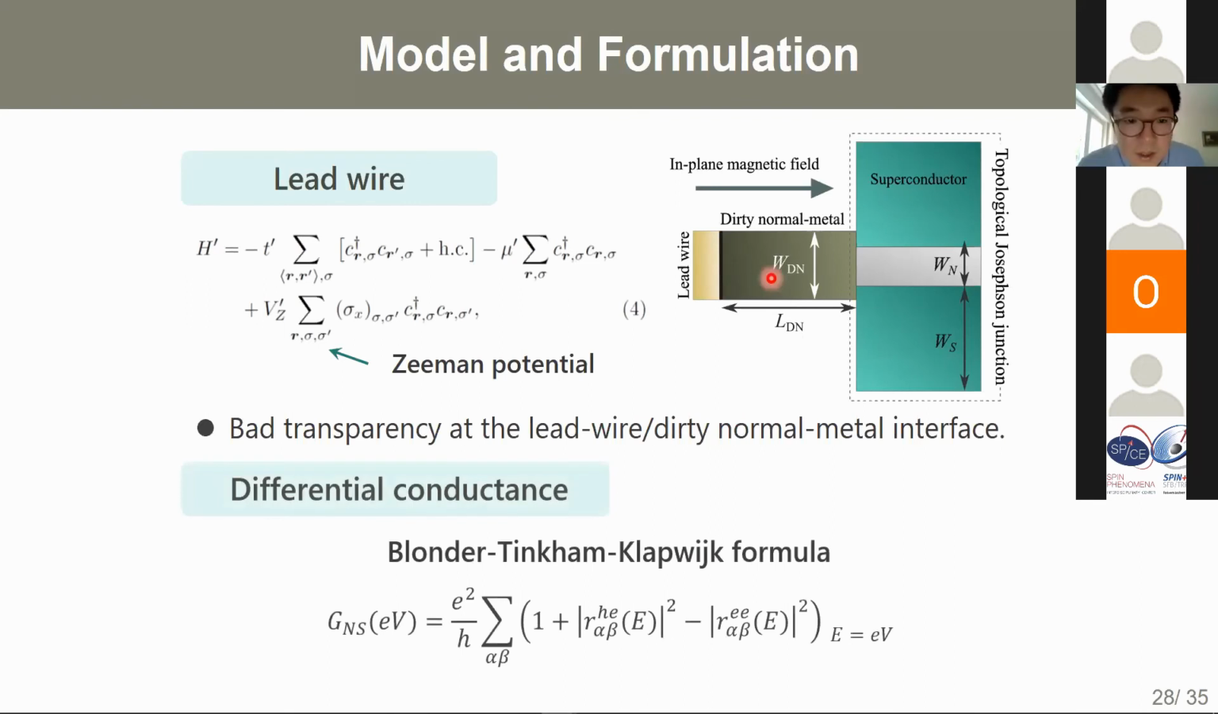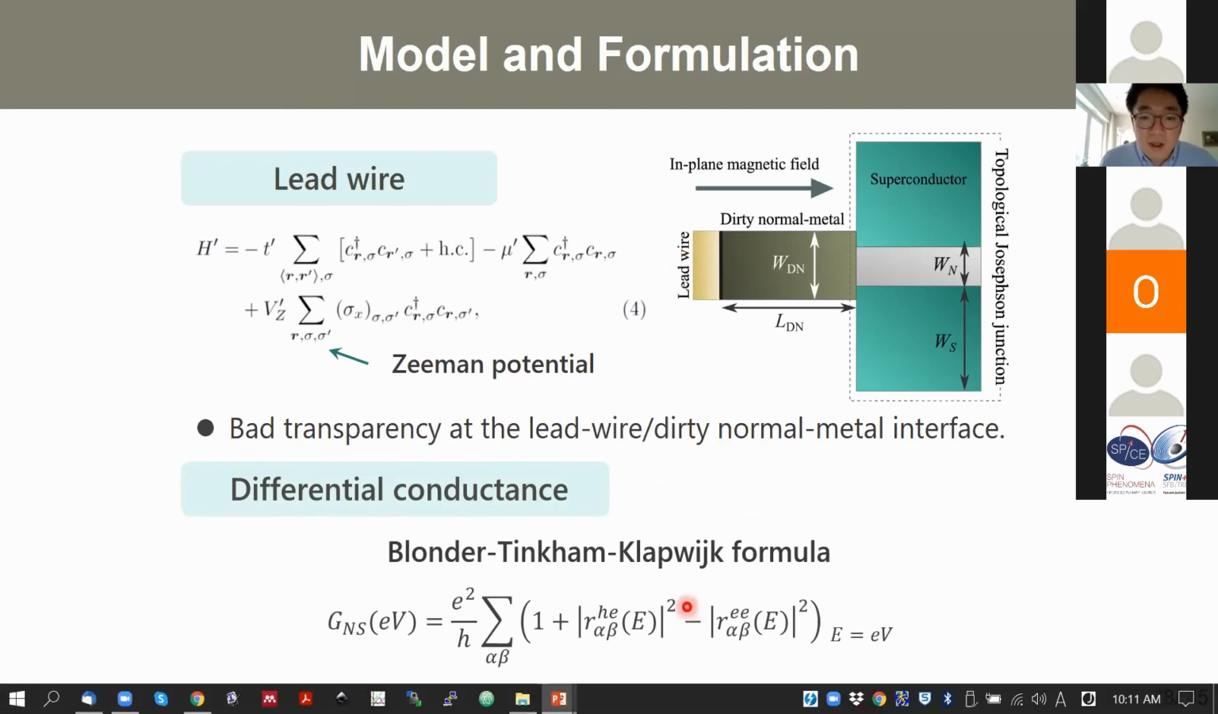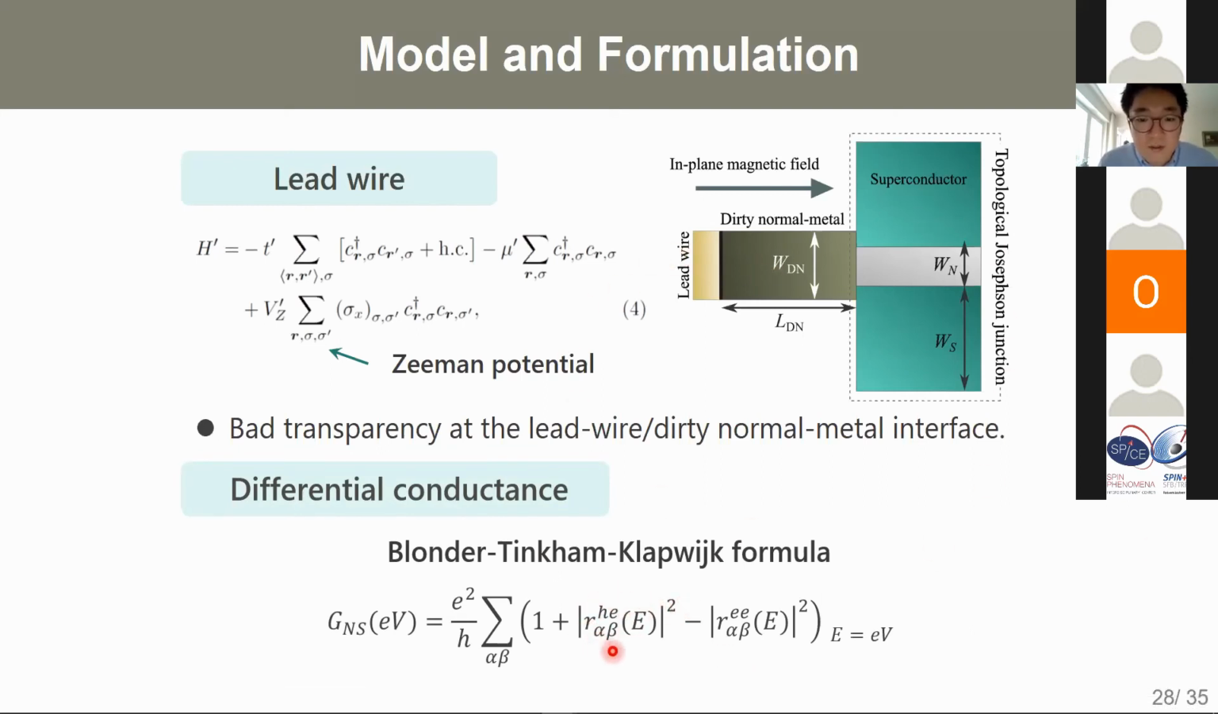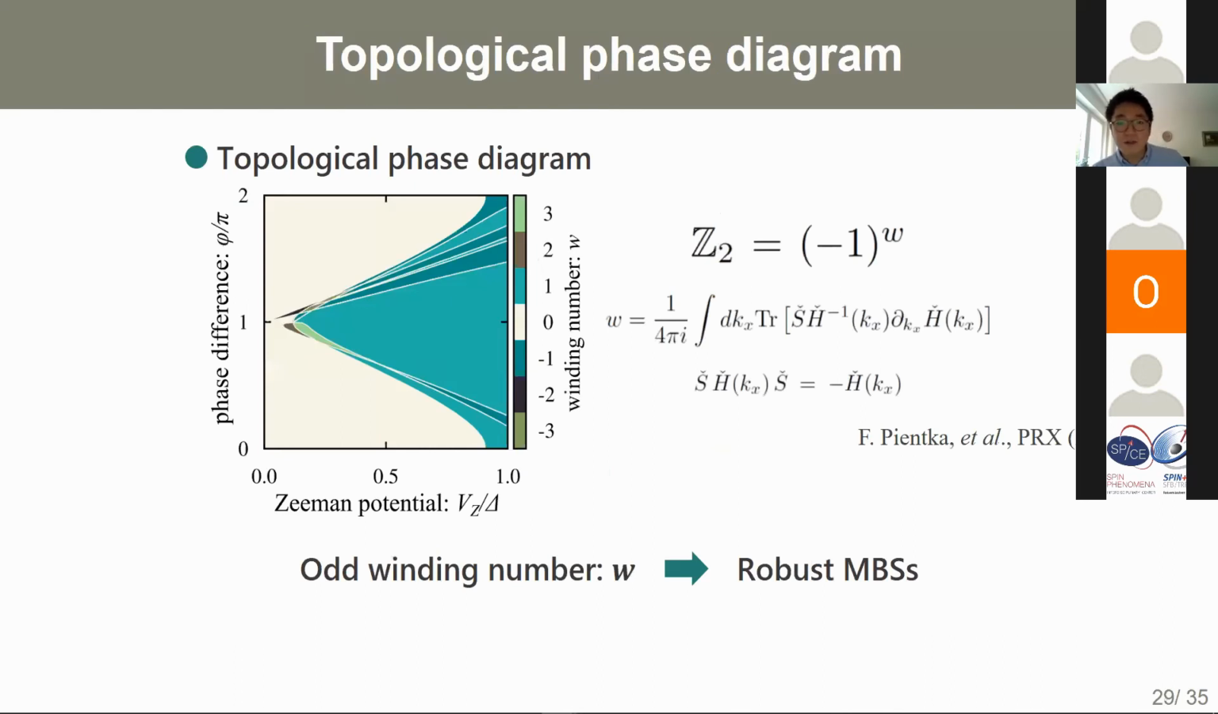Under this circumstance, we can use the BTK formula for calculating the differential conductance of this system. We numerically calculate the Andreev reflection probability and normal reflection probability by using lattice Green's function techniques. Before talking about our numerical result, I want to briefly review the topological property of the planar topological Josephson junction. But actually, this is not our investigation. We just follow this previous paper, so I want to just talk about the result.